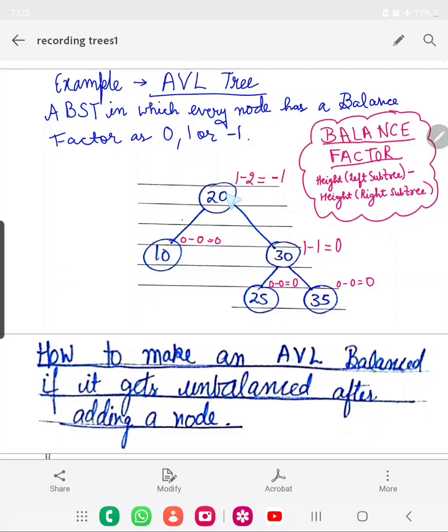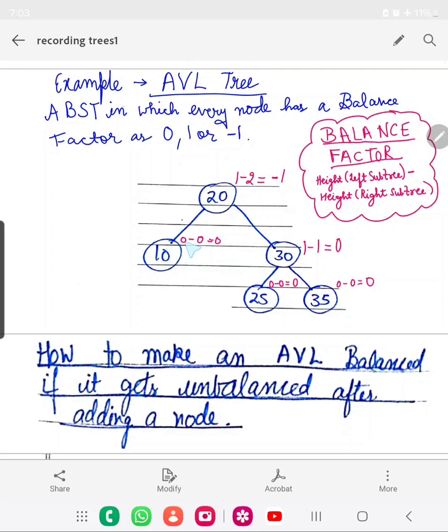If you see 20, the balance factor of 20 is 1 minus 2, because the height of the left subtree of 20 is the branch from 20 to 10, which is 1. And the height of the right subtree of 20 is the branches from 20 till the last node. So you can see the height of the right subtree of 20 is 2, 20 to 30 and 30 to 25, or we can also consider 20 to 30 and then 30 to 35. So the height is 2 for the right subtree of 20. So 1 minus 2 equals -1.